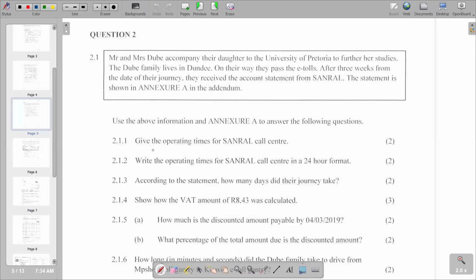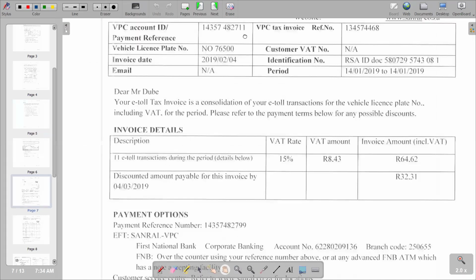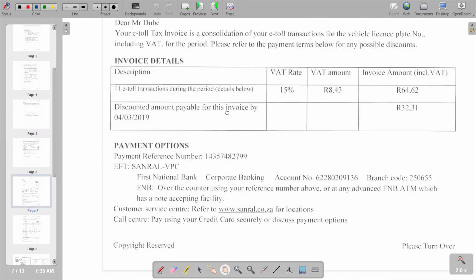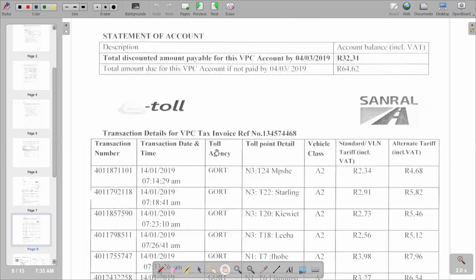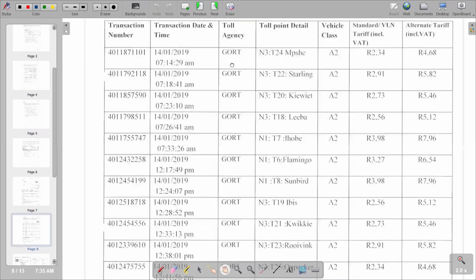So the first question reads, give the operating times for Sandra or co-sender. So we refer to the annexure, but if you check, this is our annexure that you can just try to browse through before you answer the question. And then we have a continuation of that annexure, as we are having the continuation of the annexure.